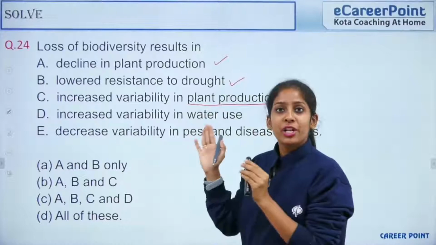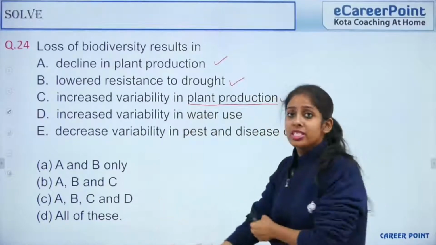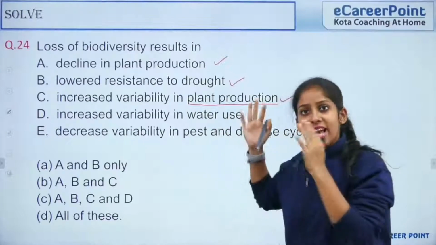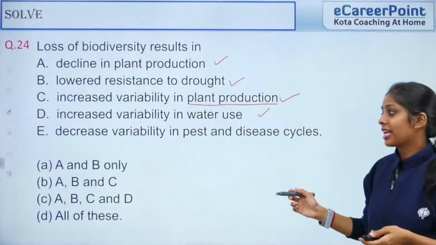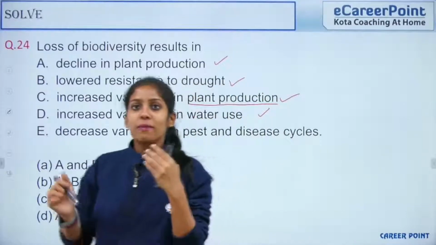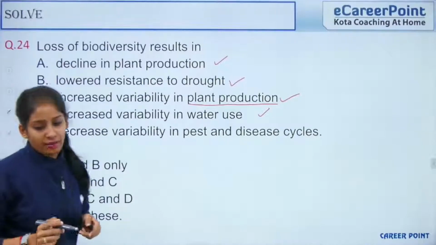So this comes in your biodiversity and conservation chapter, right? Increased variability in water use? Yes. So when the major root changes, everything changes. Decrease a variability in pest and disease cycle? Obviously. So the variability actually becomes less to being resistant. So all of these are right.